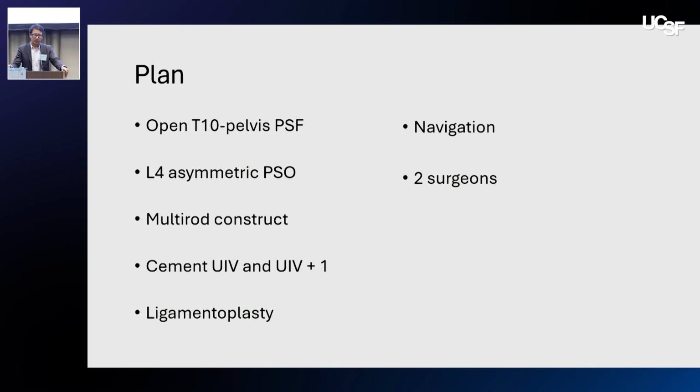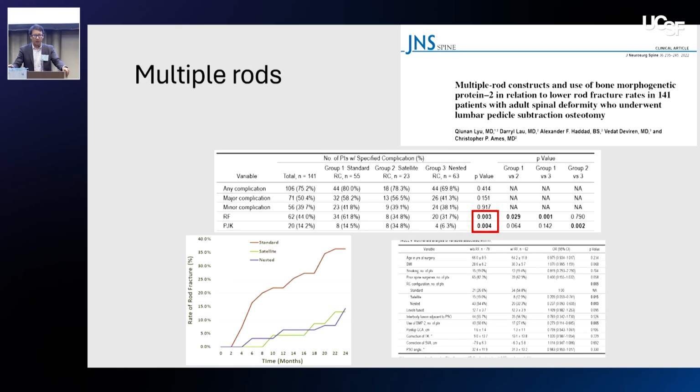What would be our standard plan at UCSF: open T10 to pelvis with an asymmetric L4 PSO, multi-rod construct, cement augmentation of the UIV and the UIV plus one, and ligamentoplasty. I'm typically using navigation for all these operations and employing the two-surgeon model. So I do all of these cases with Elecos, and we really do believe in this model.